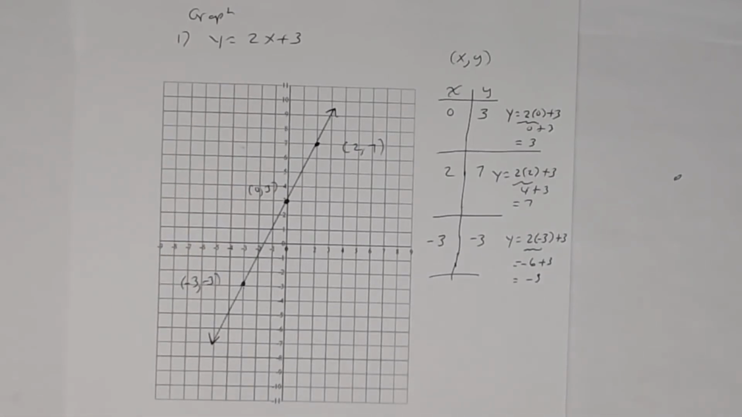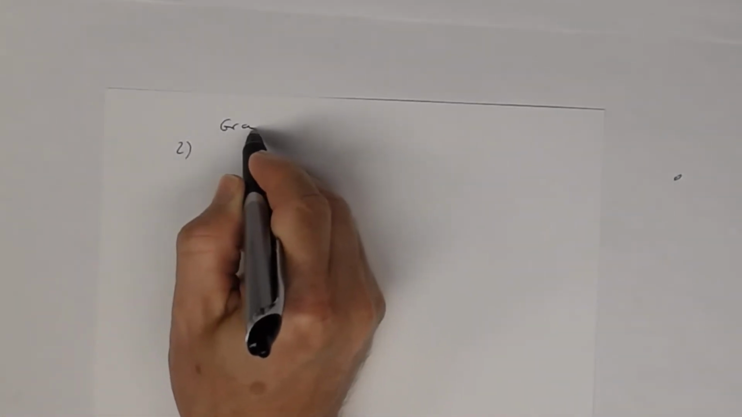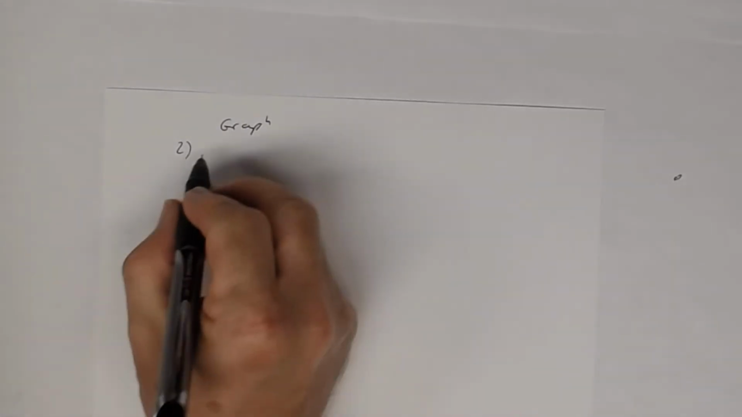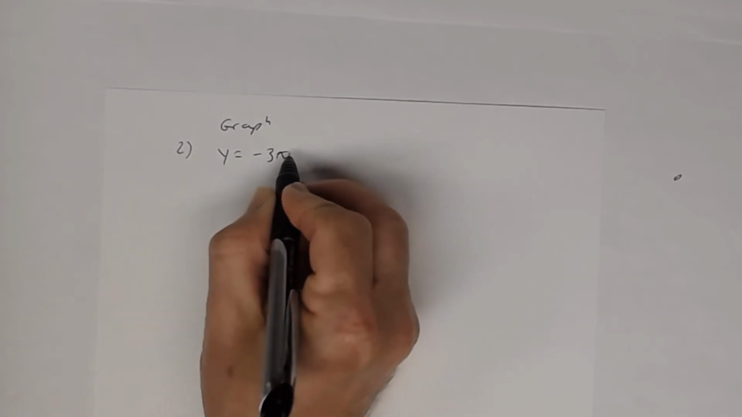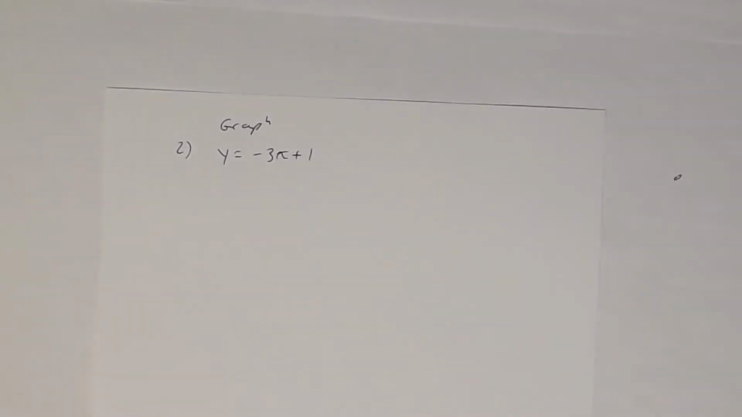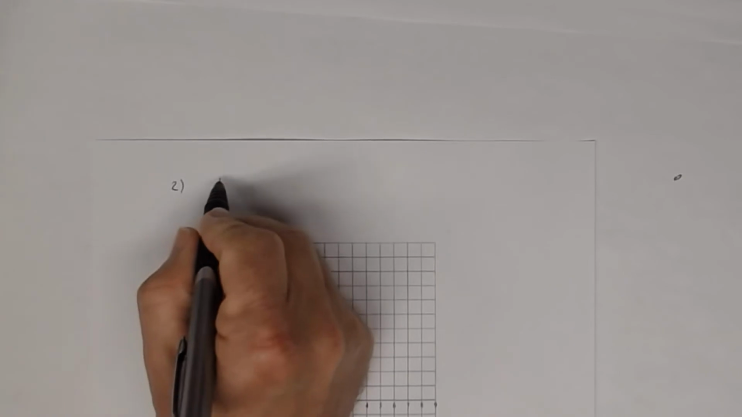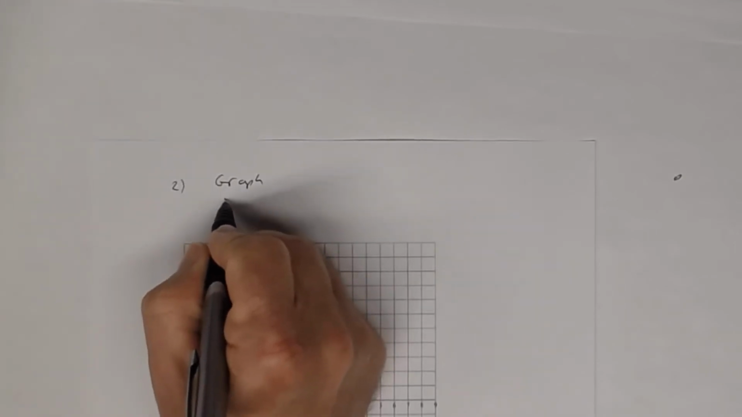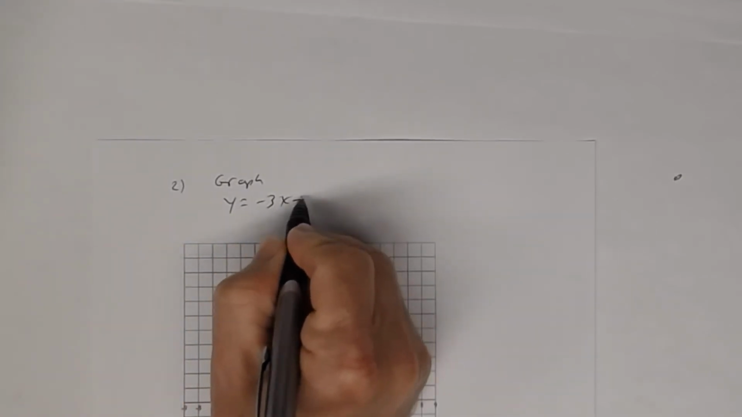All right, so let's look at number 2. So number 2, let's suppose we had this for number 2. So I want to graph this one, and number 2 is y equals negative 3x plus 1. So that's the easy kind as well. Let me go ahead and use the grid paper. So let's graph y equals negative 3x plus 1.